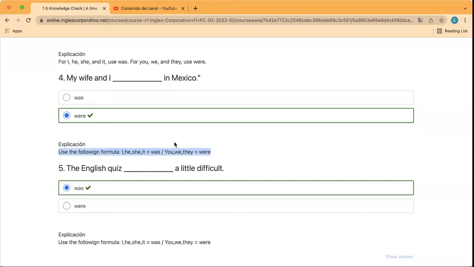Yes, here we have the explanation. Whenever we use I, he, she, or it, it is was, but you, we, they is were. When you have two people, my wife and I is two, and you are included. So for this it is the word we. Because it's we, we use the word were. If it doesn't have my wife, only I, then was is correct. But here we have two people, my wife and I, which is we. So for we, always use were.